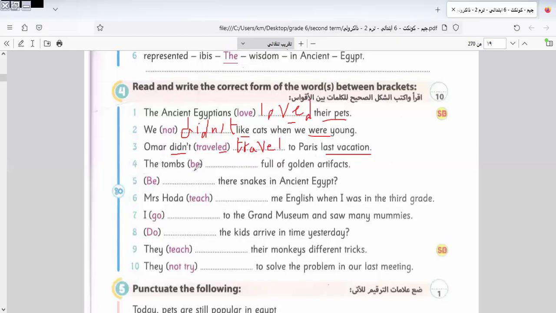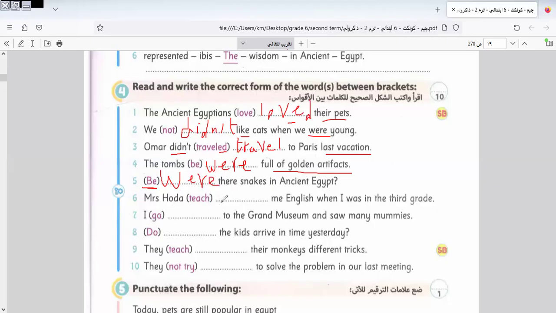Next: the text be full of golden artifacts. It will be were, because we talk about the past form. Here we say be, so I use the verb to be in the past. It will be: Were there snakes in ancient Egypt?